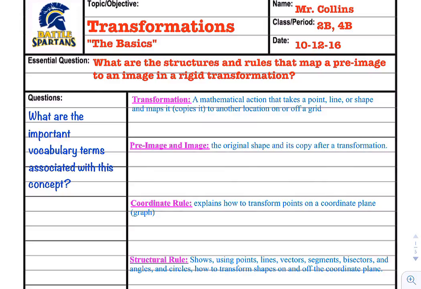But the essential question we're dealing with today is: what are the structures and rules that map a pre-image to an image in a rigid transformation? There's a lot of vocabulary there, and so that's what we're going to jump into first, dealing with that vocabulary. Just like the last set of notes, the first important question is what are the terms we're dealing with when we're talking about this new topic.